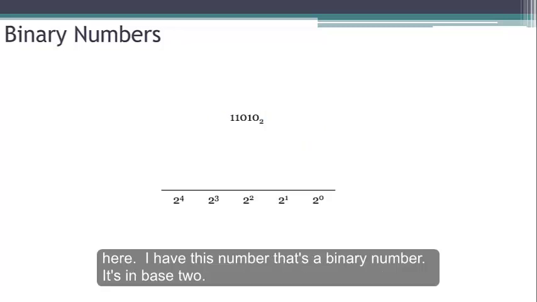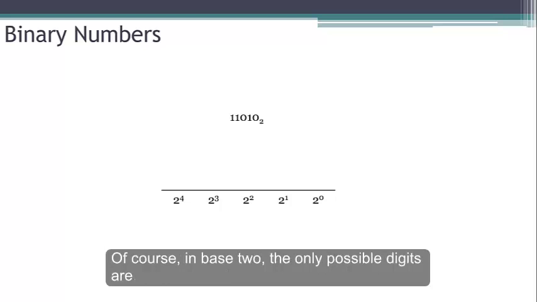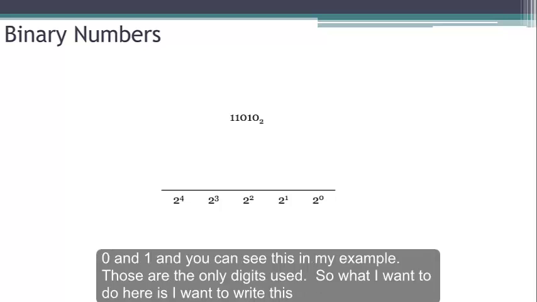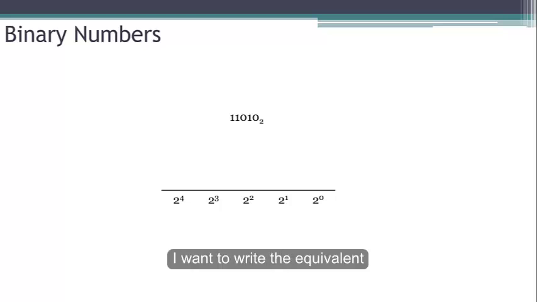So let's look, for example, here. I have this number. It's a binary number, in base 2. Of course, in base 2, the only possible digits are 0 and 1. And you can see that in my example here, those are the only digits used. What I want to do here is write the equivalent base 10 number.